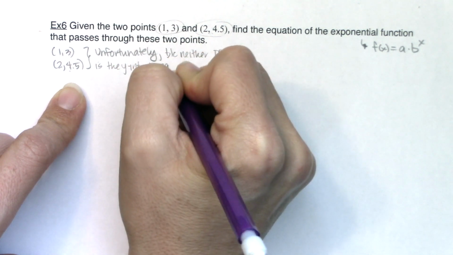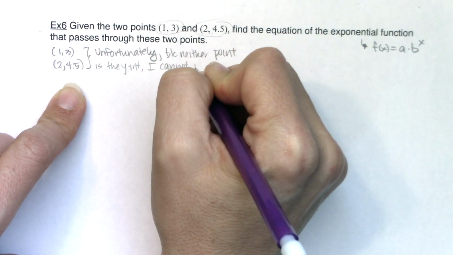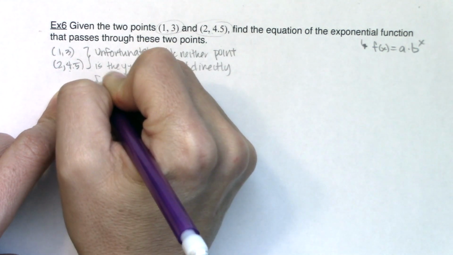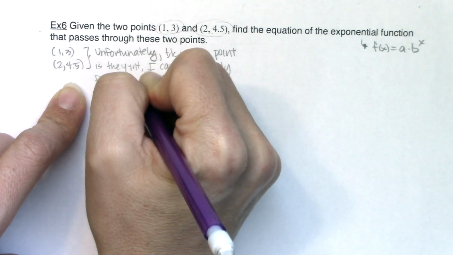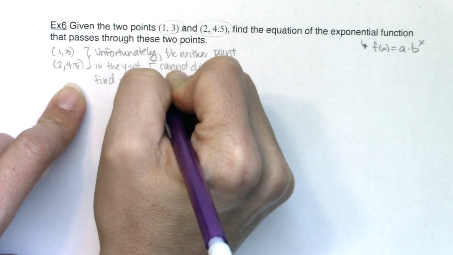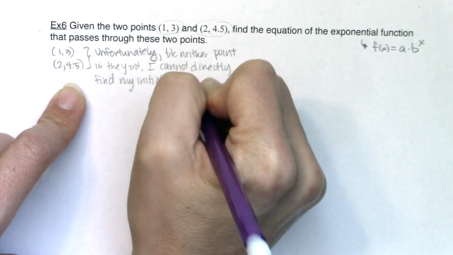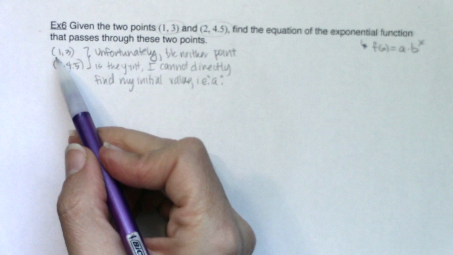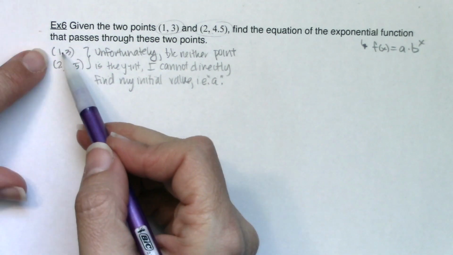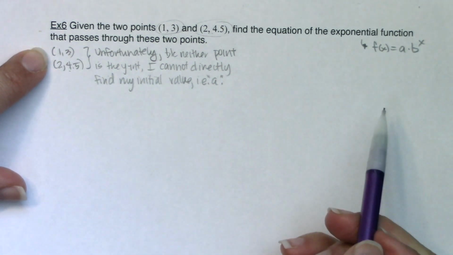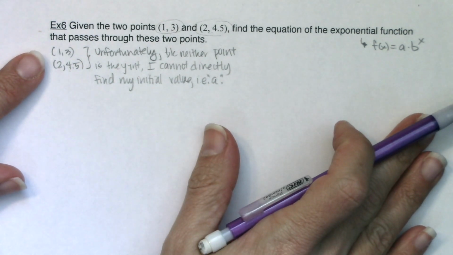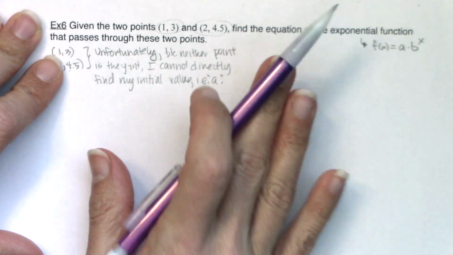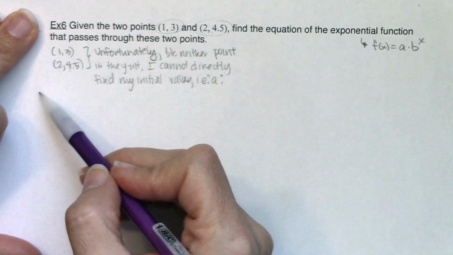I cannot directly find my initial value, i.e. the a value. What would have been lovely is if this had said 0, 3, then I would have known a was 3. And that's usually where I start my problem, with my y-intercept, but I don't have it this time out, and that's okay. It's just going to make this a little bit more convoluted.